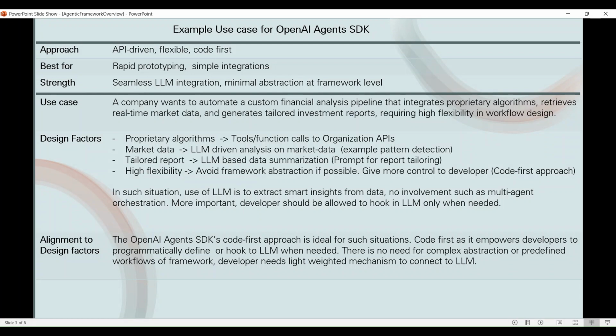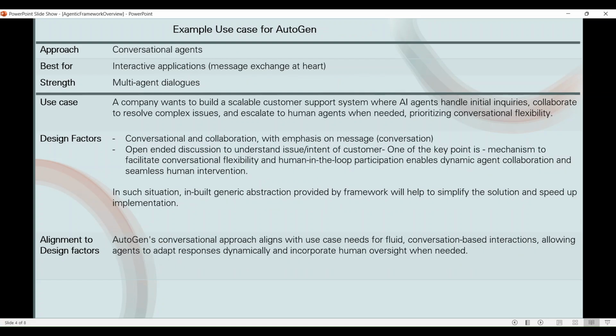So we can use an LLM-based approach for this requirement also. And the next comes highly flexible. So basically, it is saying avoid unnecessary abstraction, keep things simple. So for this use case, I think OpenAI Agent SDK is a good fit because it is lightweight as well as it keeps things simple. So now let's jump to the next use case.